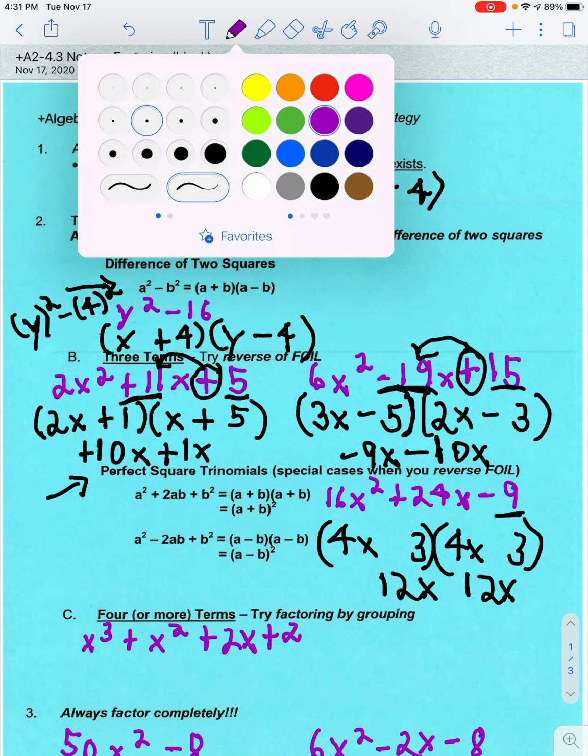And then I look at the last 2 terms. And it is plus, so I'm going to put plus, and I'm going to factor out a positive 2.